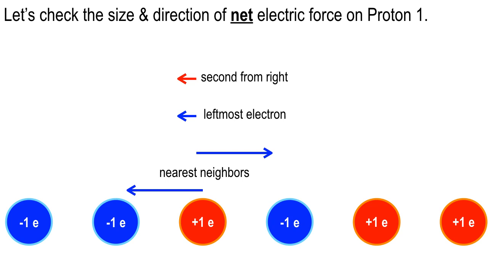Same size as the other one, but also to the left, because that's a repulsion. You got an electron over there, it's attracting. A proton on the other side, it's repelling, but they both contribute the same number of newtons this way. All right? Or excuse me, same number of newtons this way. Okay.